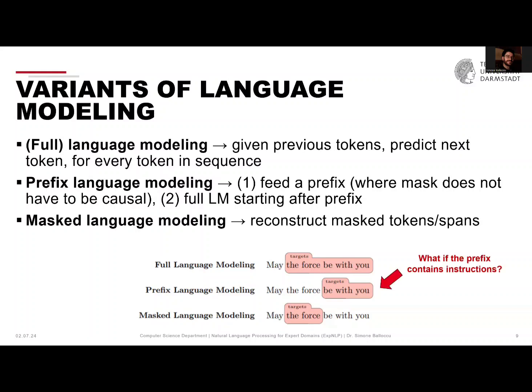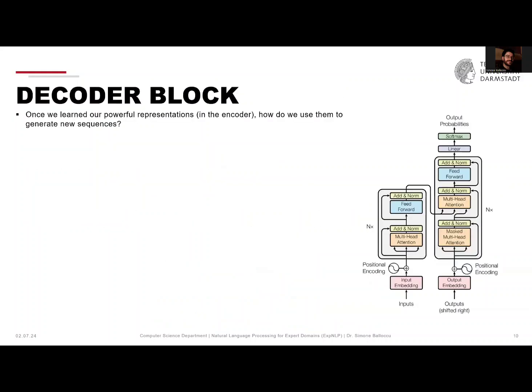And again, what happens if the prefix contains an instruction? Then we go into the whole domain of instruction tuning, having models that do not just autocomplete a text, if you will, but actually learn how to spot instructions in the provided text and do something more advanced. But this will be covered in the next lecture.